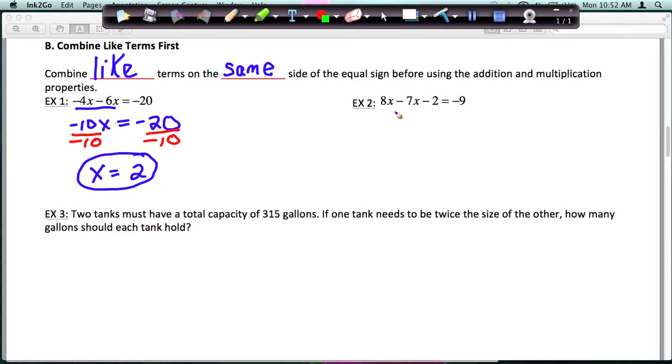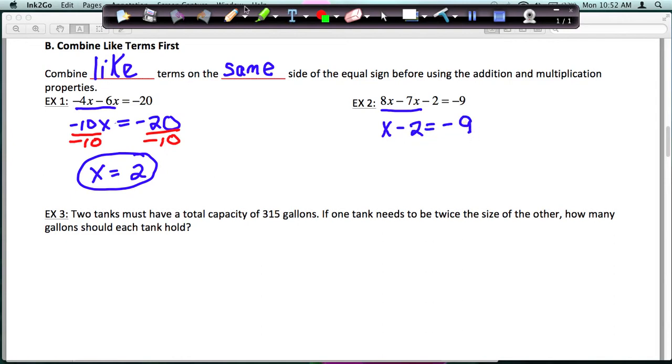Okay, so let's try the same thing with example 2. Again, I have like terms on the left-hand side, and my like terms are this 8x and this negative 7x. They both have an x term, so I can go ahead and combine those. And they're on the same side, so don't change the signs. It's just saying what is 8 minus 7, and that is 1. So you don't need to write the 1 in front of the x. 1x is the same thing as x. And then I'll rewrite the rest of it. x minus 2 equals negative 9.